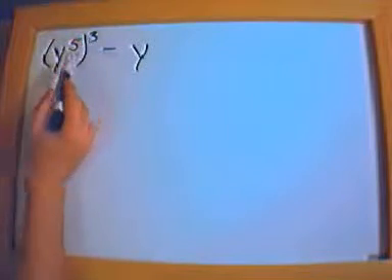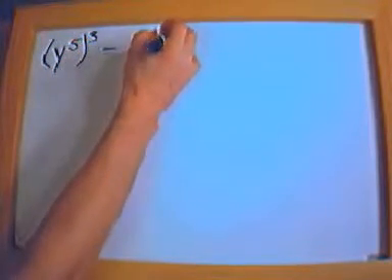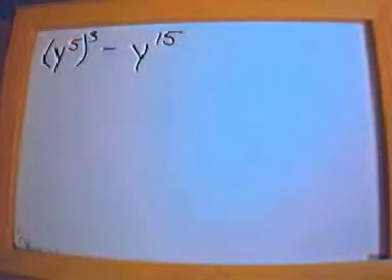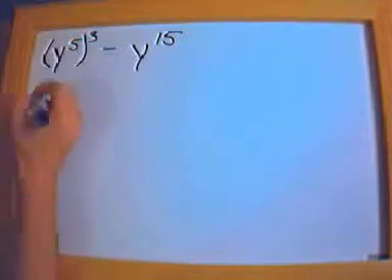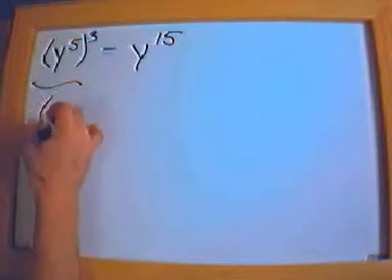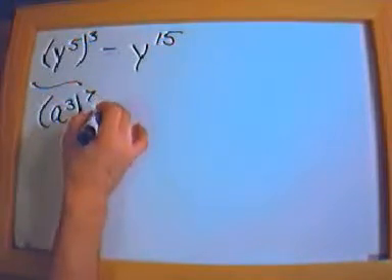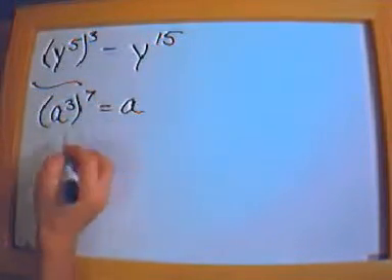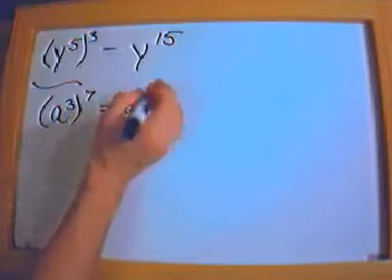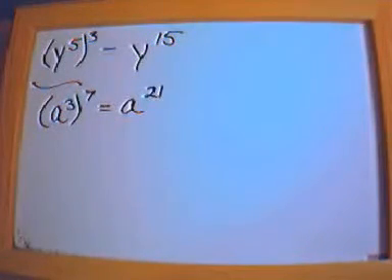So let's just apply that. Let's say I have y to the fifth raised to the 3 power. Well, all I got to do is write y down, and I've got a power raised to a power, so 5 times 3 is 15, and that is the answer. What if I have a to the third raised to the 7th power? All I got to do is write a down. 7 times 3 is 21. Okay?